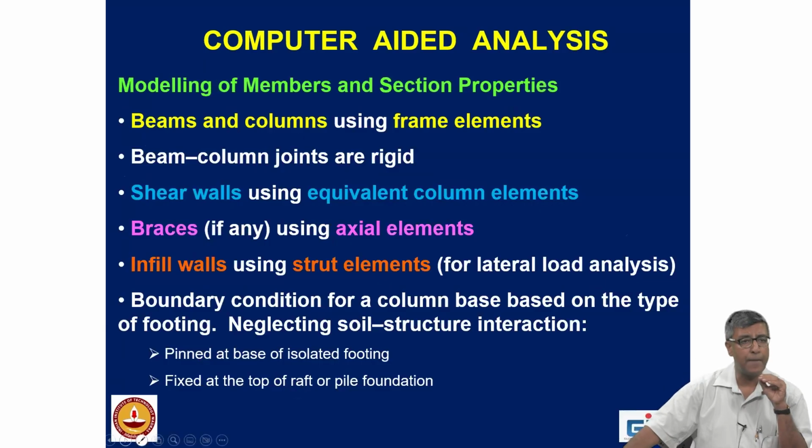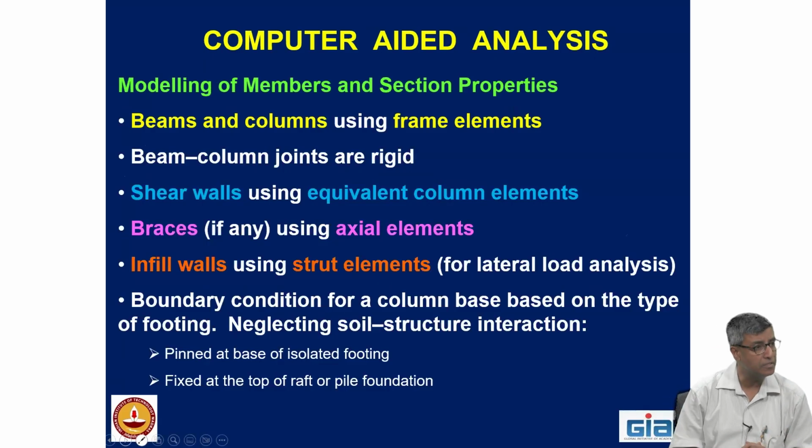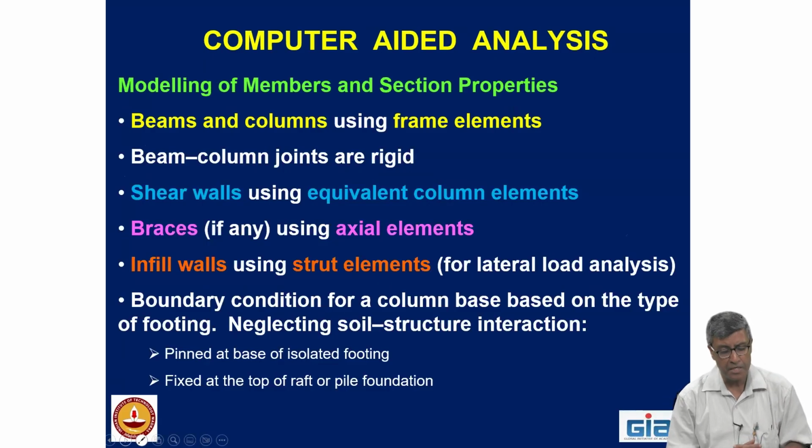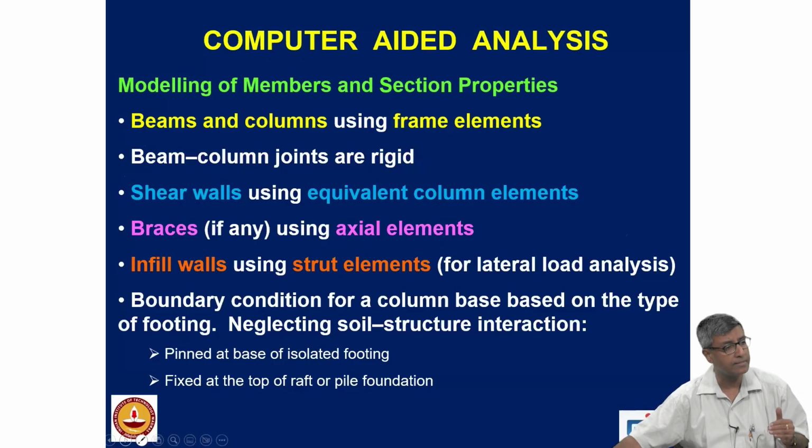We have to select appropriate finite elements to model the components, the frame elements for the beams and columns. Joints are considered to be rigid for an emulative connection. Shear walls can be modeled using equivalent elements, and if there is a brace, then some axial elements. Infill walls also should be considered as strut elements. The code has given certain guidelines, and the boundary conditions.